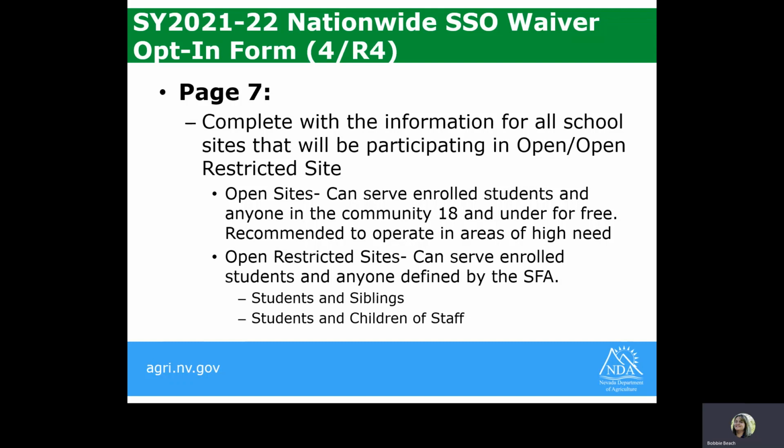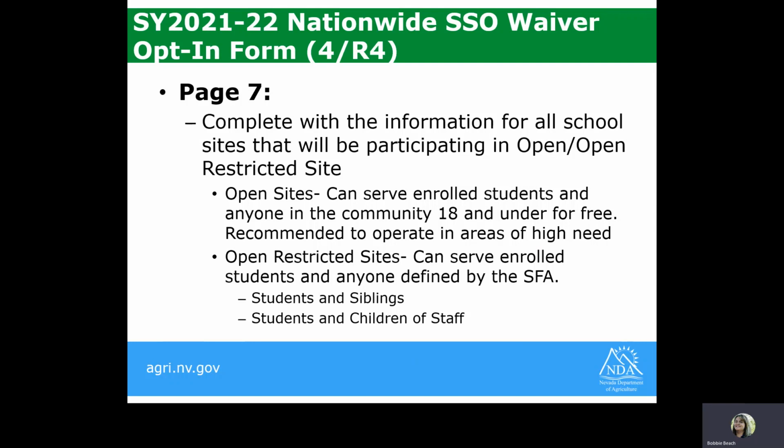Now on the attachments, there's an attachment A and B where you're going to list all of your SSO sites. On page 7, this is where you will list any open or open restricted sites. And the difference between open and open restricted: open sites, you can serve your enrolled students and anyone in the community 18 and under for free.